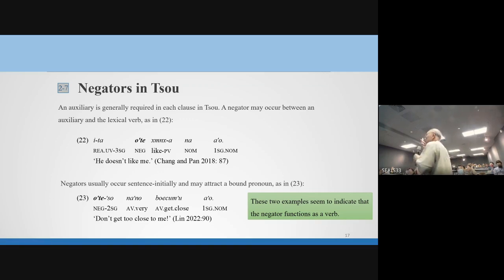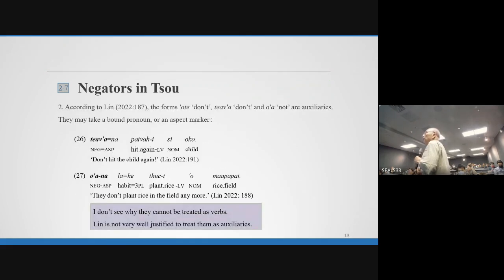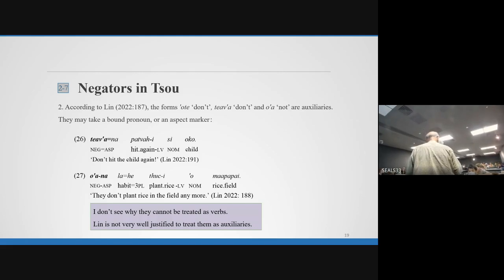I'll just explain it in general because we don't have the time to get into it. Very often, for all the examples I have examined in most Formosan languages, they behave more like verbs. But there is a problem: whether these negators behave like main verbs or like auxiliary verbs. That's the main problem I still have. I will have to work more on this problem.